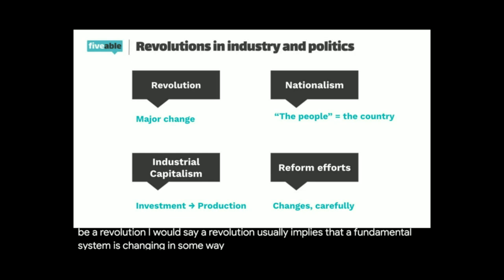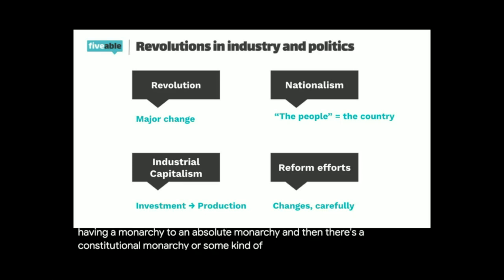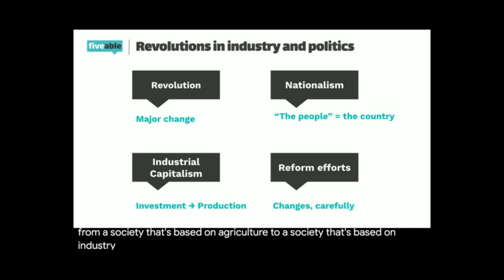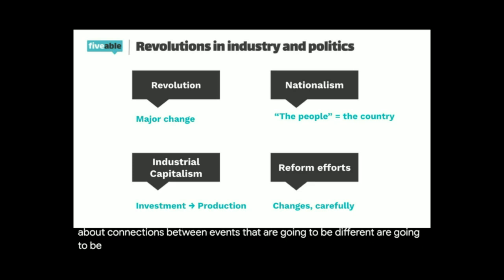Okay. A fundamental system is changing. So if you go from having a monarchy to an absolute monarchy, and then there's a constitutional monarchy or some kind of republic, like in politics, or if you go from a society that's based on agriculture to a society that's based on industry, something systemic would be a word, something about connections between events that are going to be different, are going to be changing. But your question's a good one. That's why I pause on it for a moment, because really, something could be either.